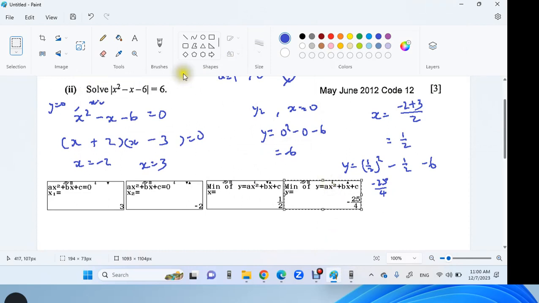Okay, so magic. Wow. So all the things that I did here, the calculator can easily show us. But in the exam, if you don't show these steps, I don't give you marks. You can use this to check your answer.